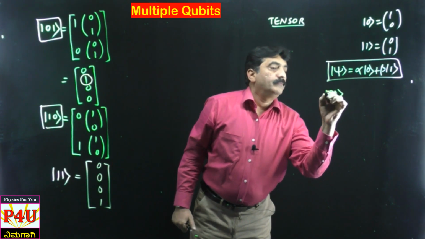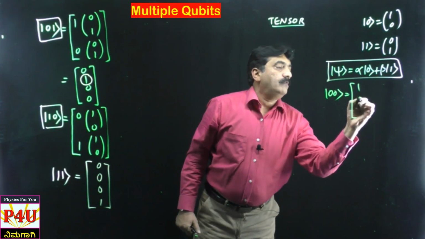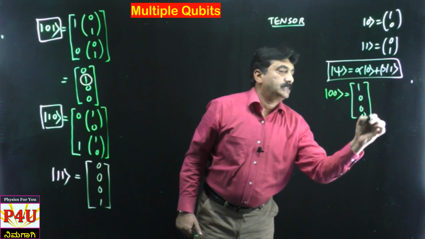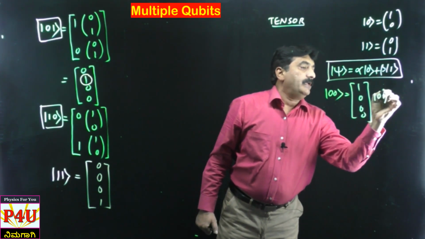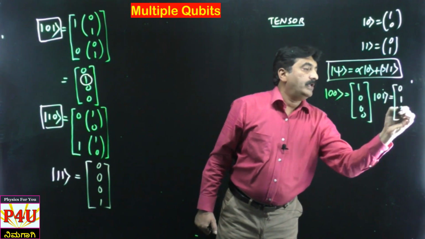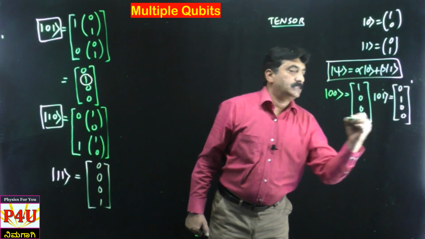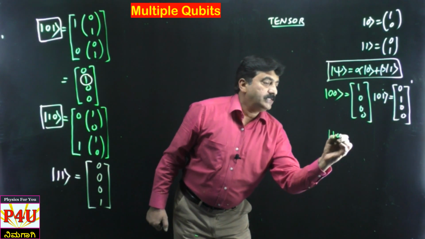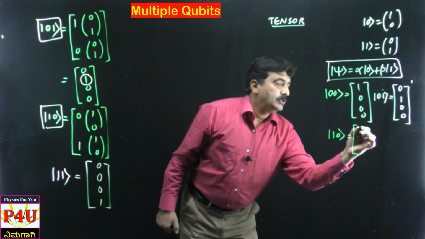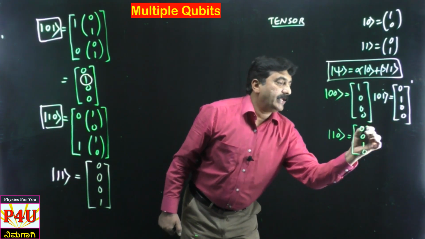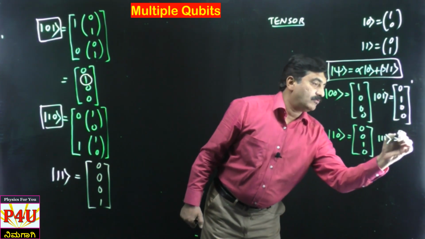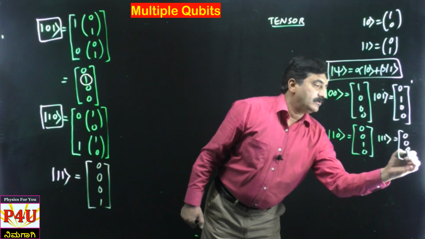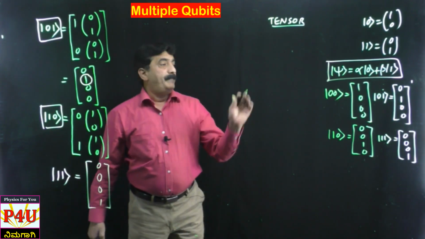00 will be 1 followed by 3 zeros. Okay. 01 will be 0 1 followed by 2 zeros. Next, 10 will be 2 zeros, 1, and again the last one is 0. And finally 11 is equal to 0001. So these are the basis vectors.